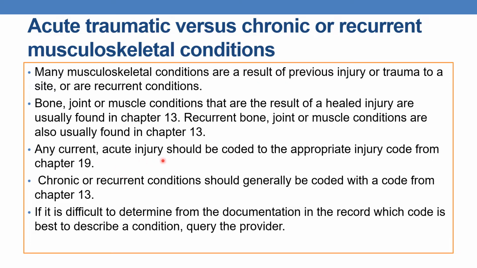And any current injury should be coded to the appropriate injury code from chapter 19. Acute traumatic injuries or any current acute injury should be coded from chapter 19, not from 13. Whereas chronic or recurrent conditions should generally be coded with a code from chapter 13. If it is difficult to determine from the documentation in the record which code is best to describe a condition, then you must query the provider. If you are unclear whether it is a recurrent condition or a new condition, then you need to query the provider.